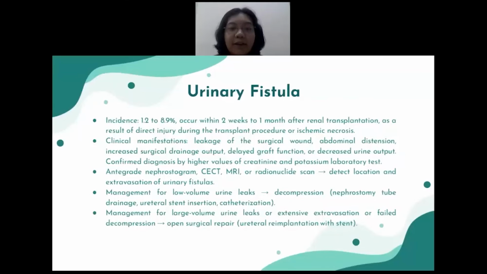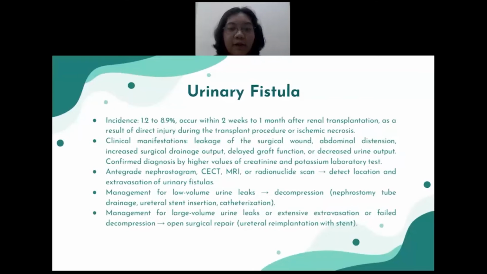The incidence of urinary fistula as a complication after renal transplantation is 1.2 to 8.9%. Clinical manifestations of this complication are delayed graft function, decreased urine output, and increased serum creatinine. The creatinine in the postoperative period is used to confirm the diagnosis by doing creatinine and potassium laboratory tests. Antegrade nephrostogram, contrast-enhanced CT scan, MRI, or radionuclide scan can be used to detect collection and extravasation of urinary fistulas for optimal management.